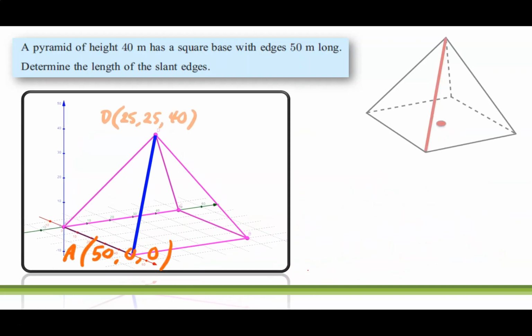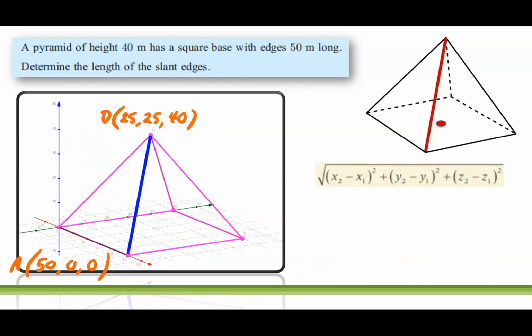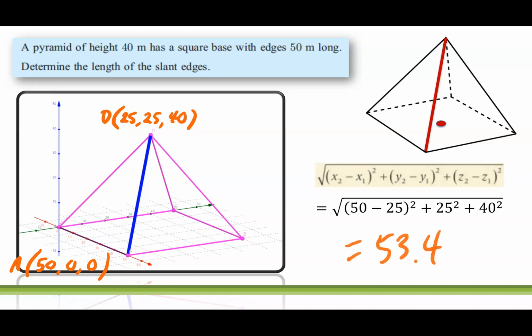This allows me to use the formula. The formula is the difference between the X's, the difference in the Y's, difference in the Z's. Take the squares of those differences, add them up, take the square root, and it's 53.4. So that's the length of the blue line. All right, let's continue on here.